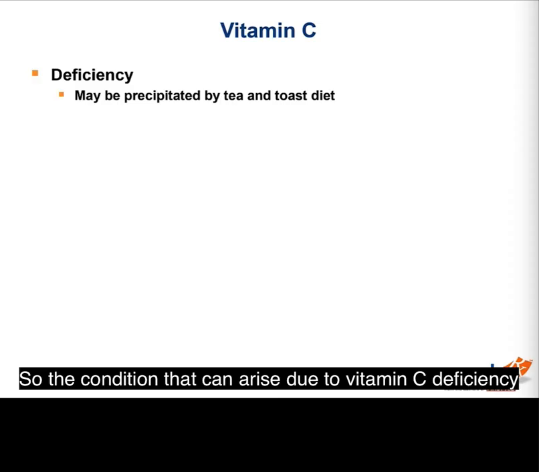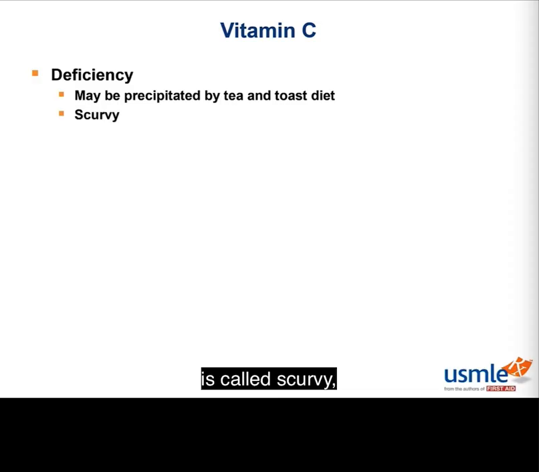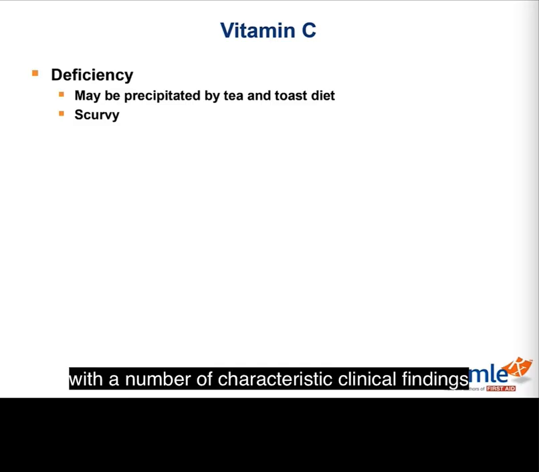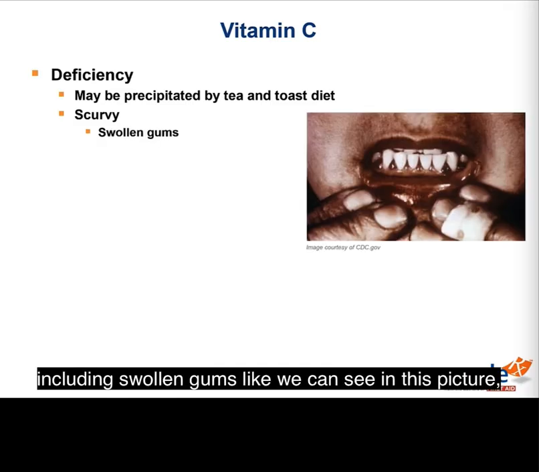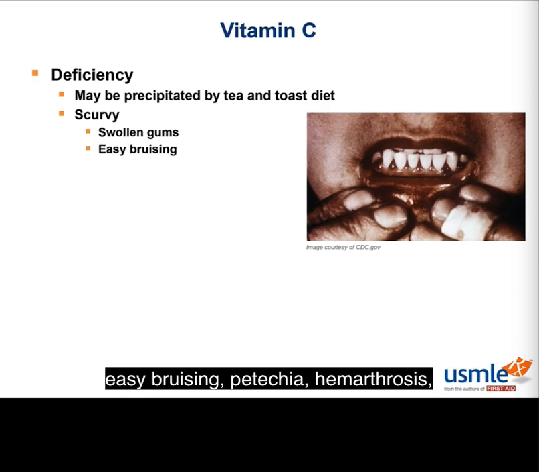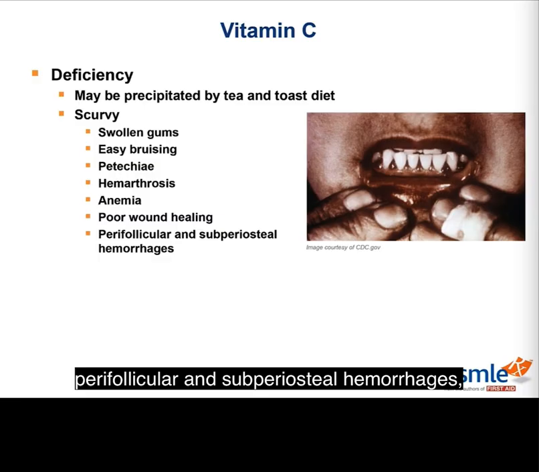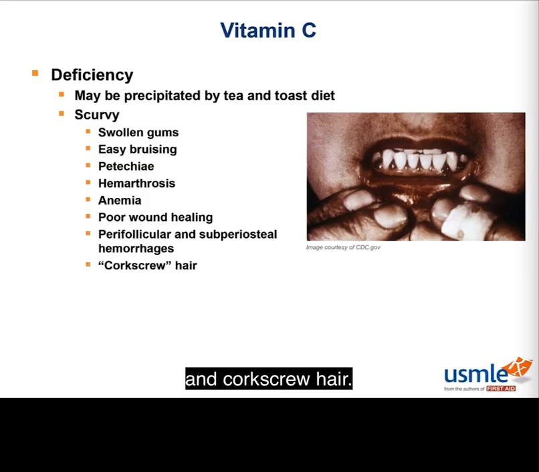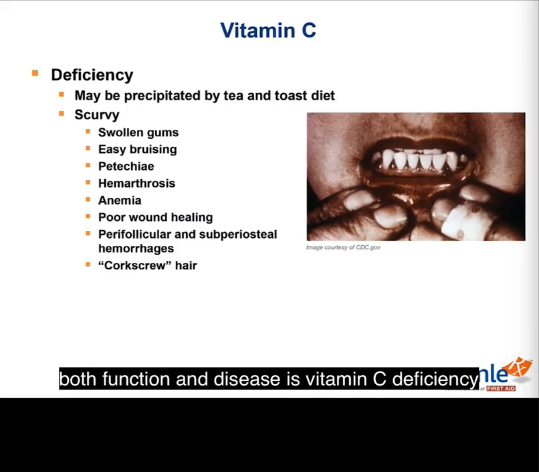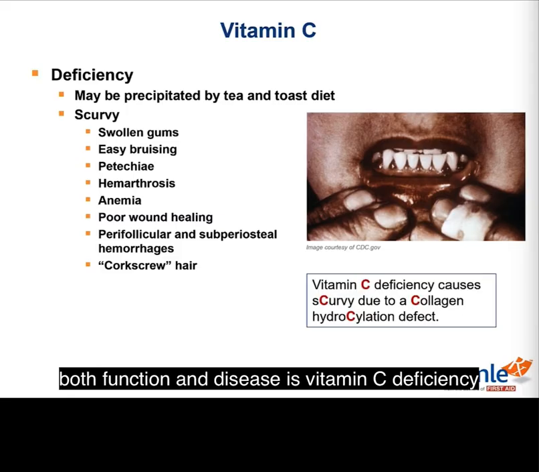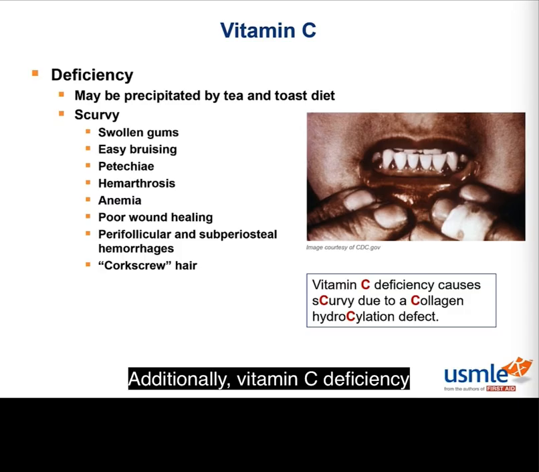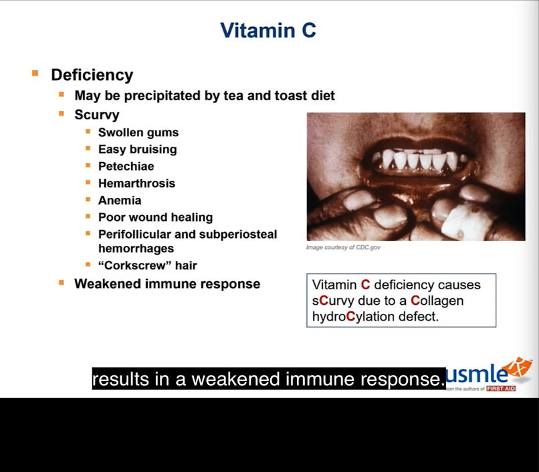So the condition that can arise due to vitamin C deficiency is called scurvy, with a number of characteristic clinical findings including swollen gums like we can see in this picture, easy bruising, petechiae, hemarthrosis, anemia, poor wound healing, perifollicular and subperiosteal hemorrhages, and corkscrew hair. A mnemonic that may help you remember both function and disease is vitamin C deficiency causes scurvy due to a collagen hydroxylation defect. Additionally, vitamin C deficiency results in a weakened immune response.